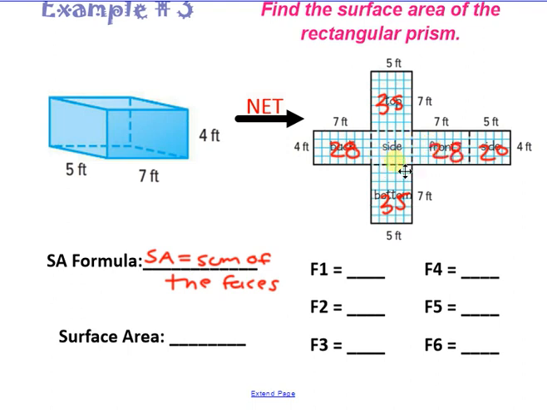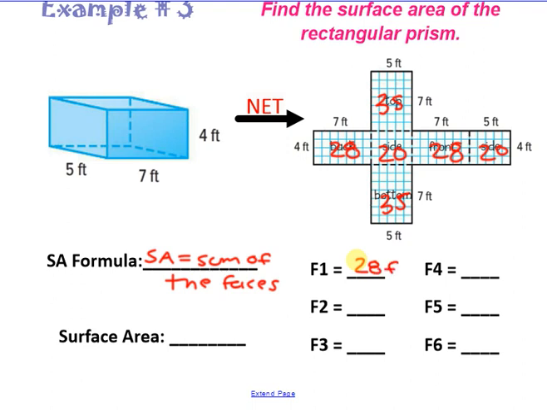And now I have this guy in the middle. So here should match here, which is 5. And then this should match this, which is 4. So 5 times 4 is 20. And now I just add them all up. So I have 28 plus 35 plus 20 plus 35 plus 28 plus 20. Oops, and I forgot to write them in here.